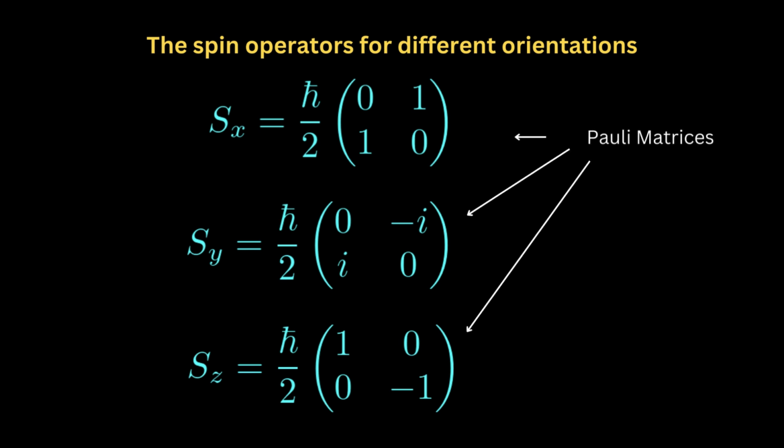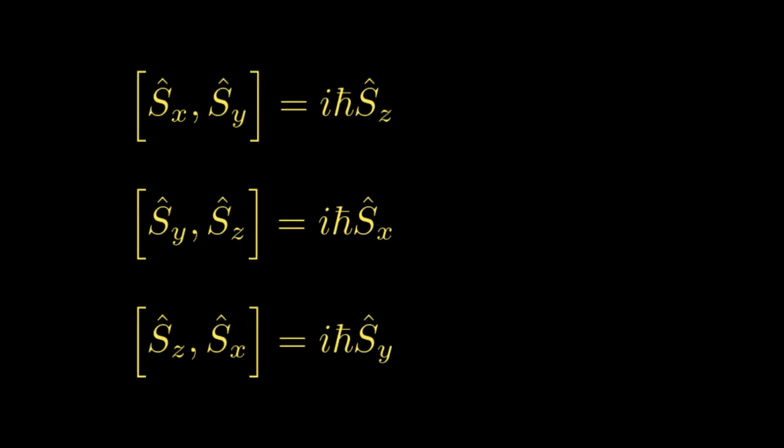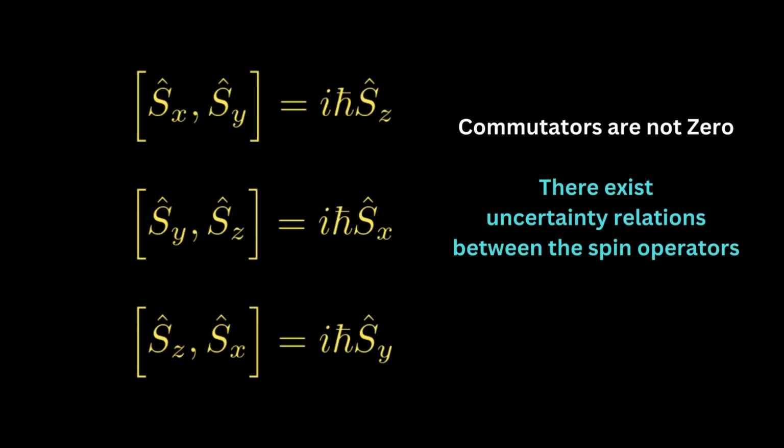What do we do when we find new operators? One very important practice: we find the commutation relations between them. Do you see what we have here? The commutators are not zero. It means that there is an inherent uncertainty between these operators, between their different spaces.